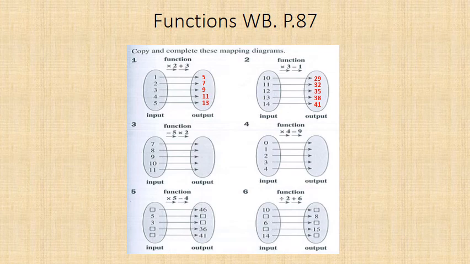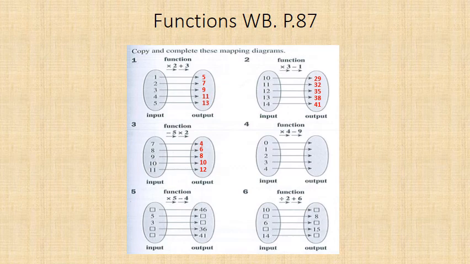In question 3 here, it's very easy and very simple also. Here 7 minus 5 equals 2, 2 times 2 equals 4. Then 8 minus 5 equals 3, times 2 equals 6. After that, 9 minus 5 equals 4, times 2 equals 8. Then 10 minus 5 is 5, 5 times 2 equals 10. 11 minus 5 equals 6, times 2 equals 12.